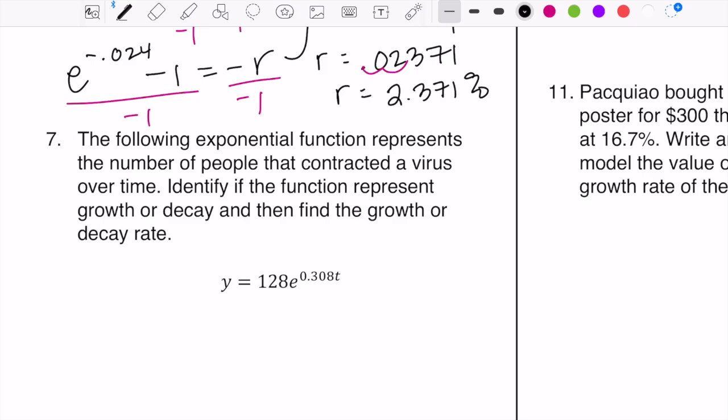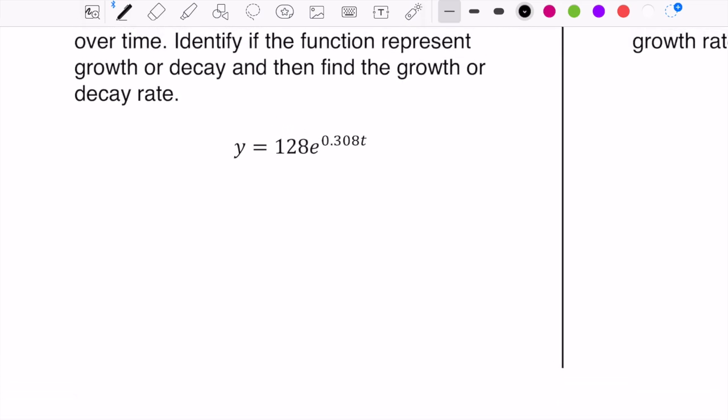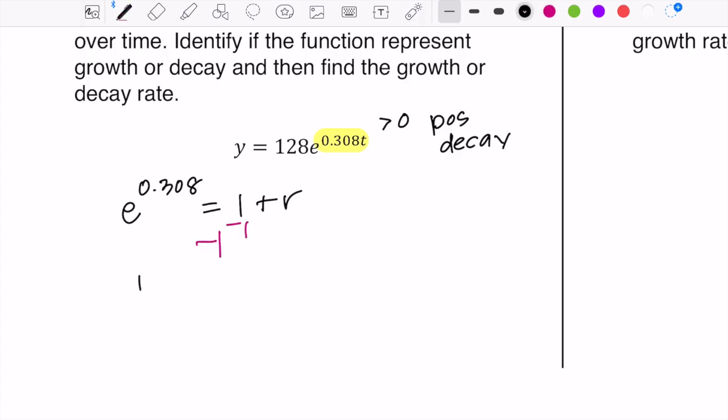Okay. Next one, the following exponential function represents the number of people that contracted a virus over time. Identify if it represents growth or decay, then find the growth or decay rate. So just like the last problem, we're going to look at this value right here. And because that value is greater than 0, so it's positive, we're looking at growth. So we're just going to hone in on that e to the 0.308, and we're going to do 1 plus r, and then we're going to solve for r, so we subtract 1 from both sides, and we get r equals e to the 0.308 minus 1.